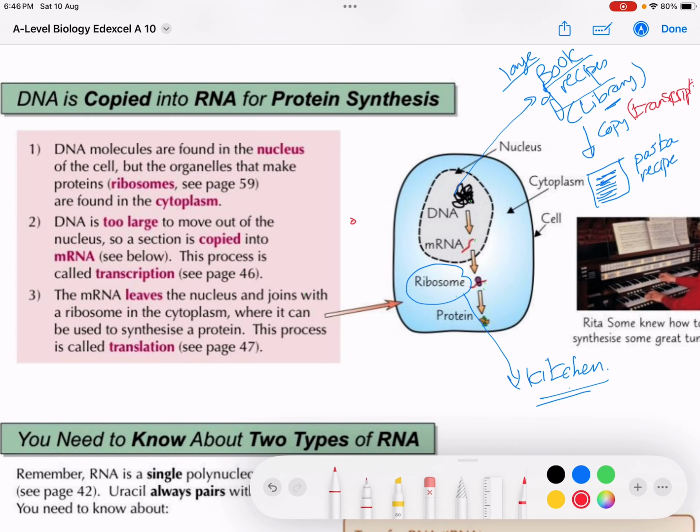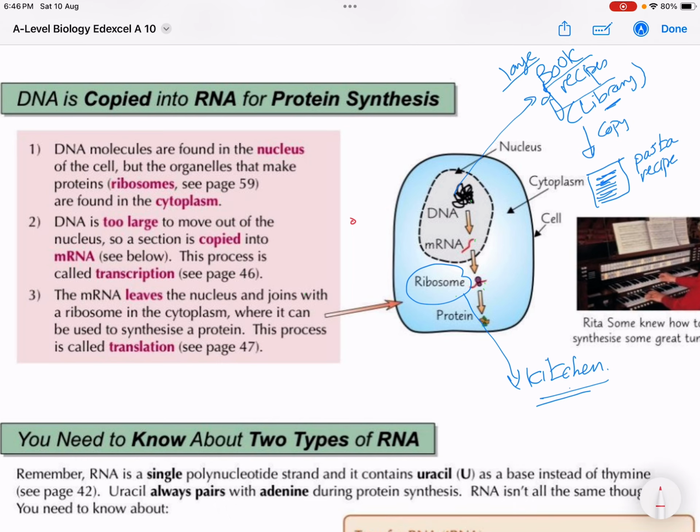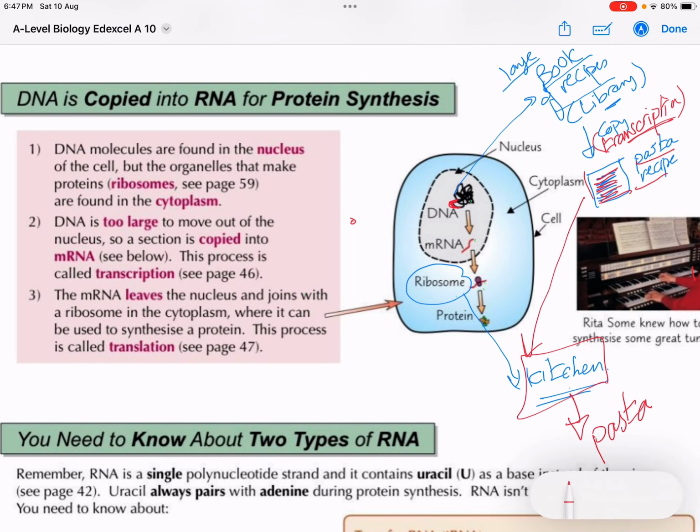Okay, let me give it a little more space. So copying or writing down, guys, is called transcription. In the process of transcription, you're copying down the part of the gene that you need, just like how you have copied the pasta recipe out of your big book of recipes, okay? And then you can take this recipe into the kitchen where you can start to cook your pasta based on the instructions written in this recipe.